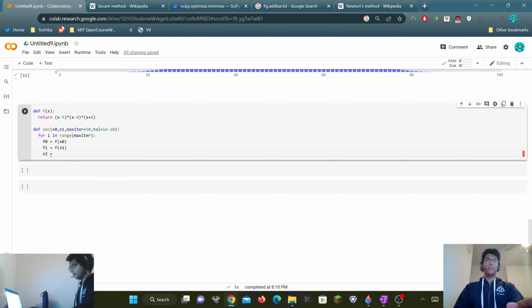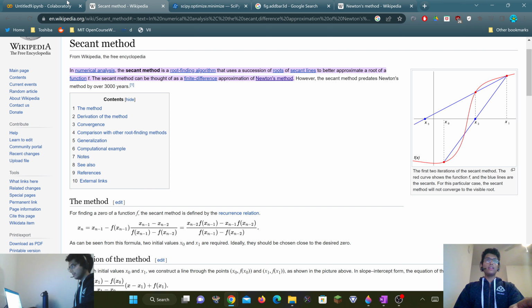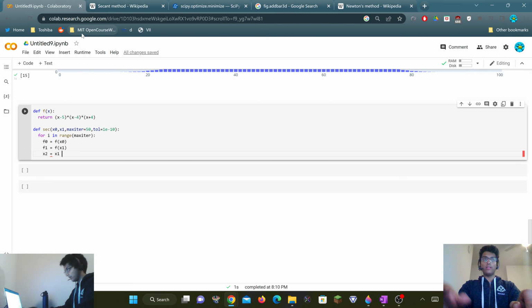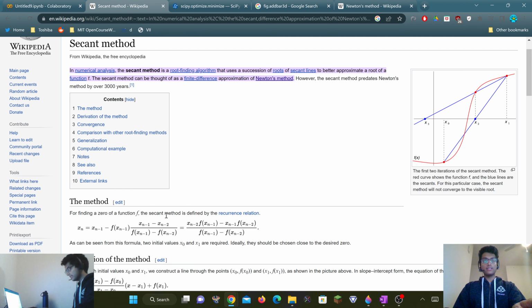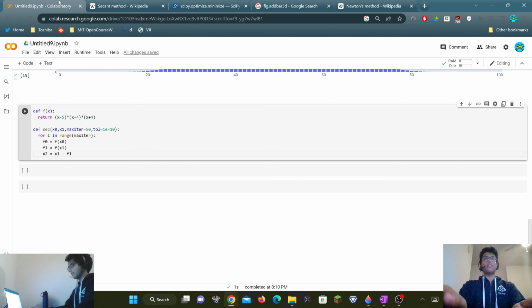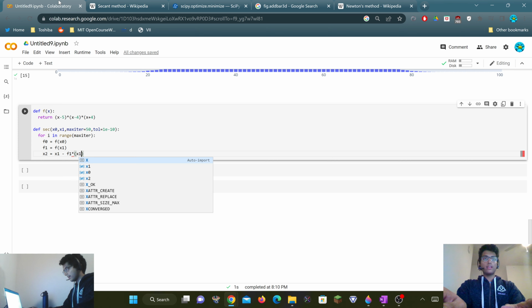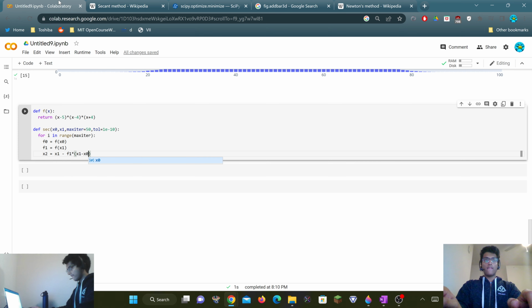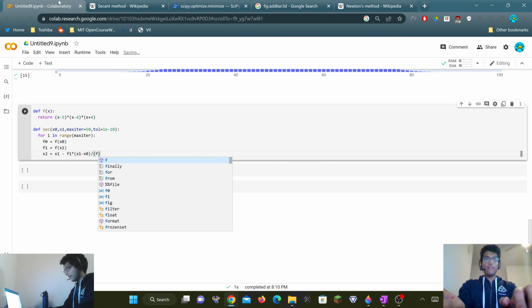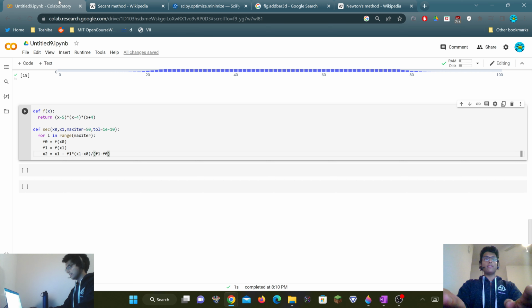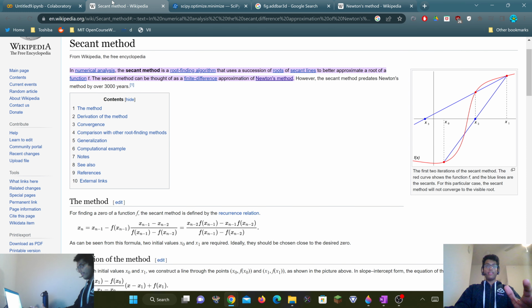And then x2, or in this case, x sub n, equals x sub n minus 1, so x1, minus f of x1, or f1, right? That's the whole point. Times x1 minus x naught over f of x1 minus f of x naught. So times x1 minus x naught divided by f1 minus f naught, right? So we've calculated the actual method.